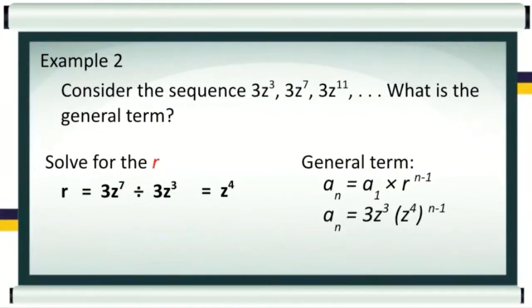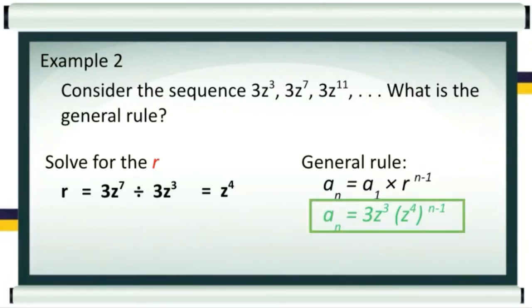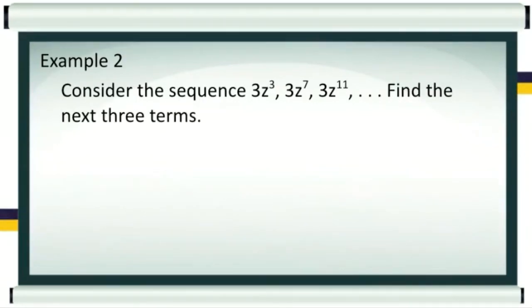Okay, we are not going to solve anything, since we did not yet identify the n minus 1. So that is our final answer for our general rule or general term. So 3z to the power of 3 times z to the power of 4 to the power of n minus 1. Okay? Now find the next 3 terms.